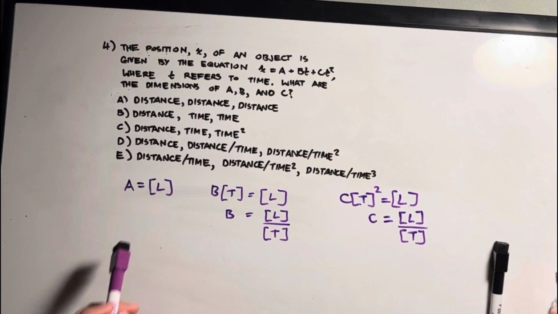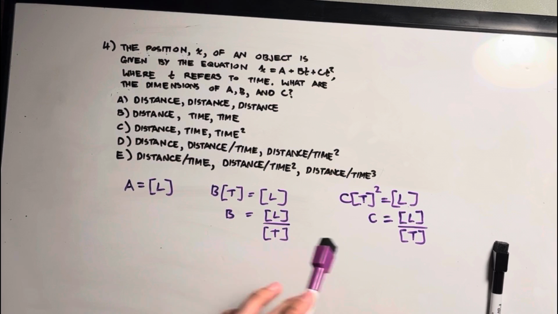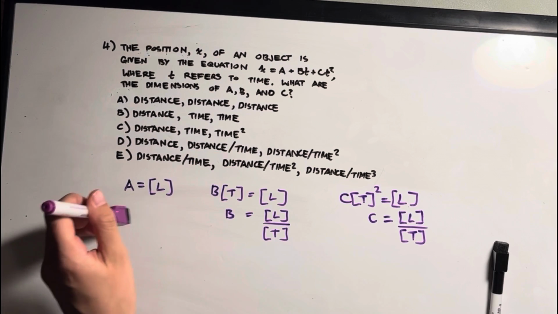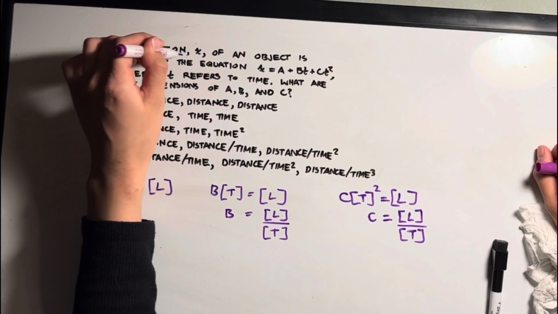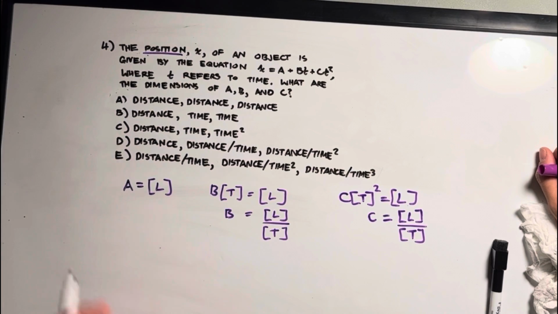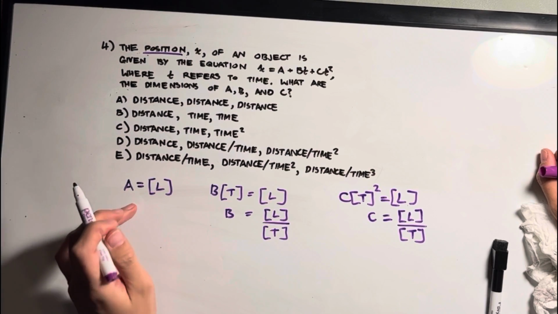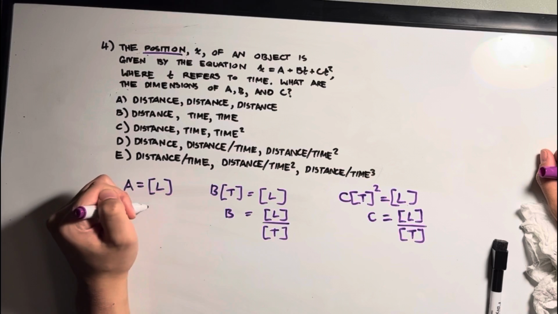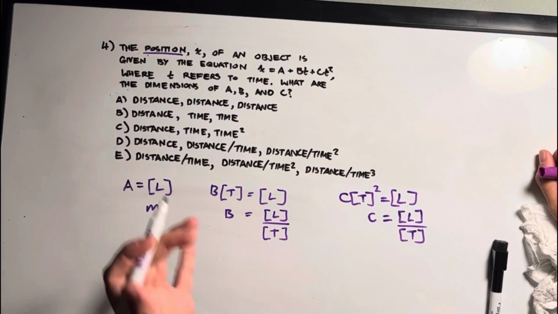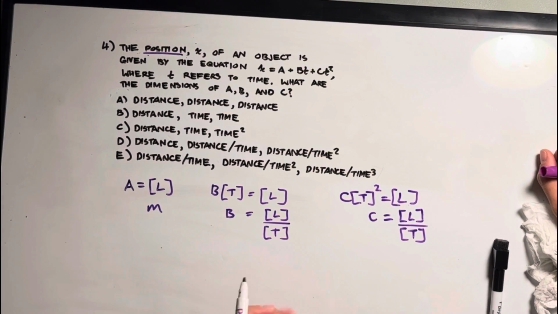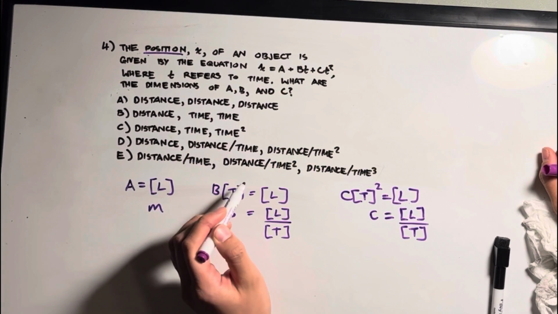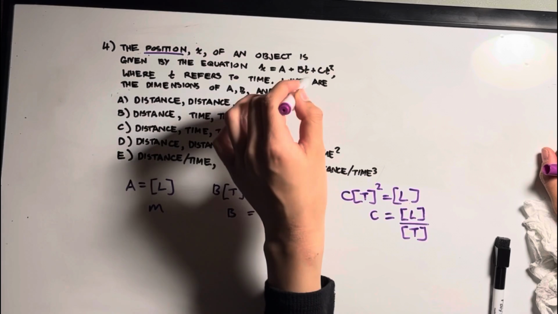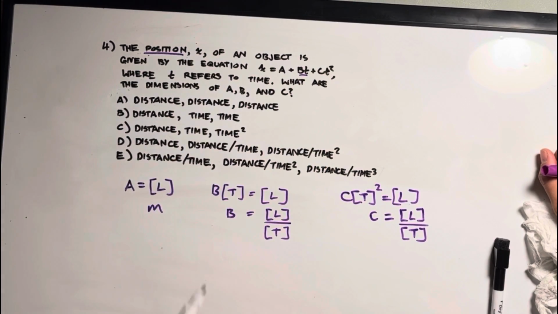So what I did was that I wrote down a, b, and c, and I set them all equal to L, or length. So we know that x is already equaling position, so we don't need to worry about that. If a were to equal L, that would just be written in meters, because L is distance, and distance is usually in meters. Now what I did here was that I multiplied b times time, or t, because that is shown in the equation above.